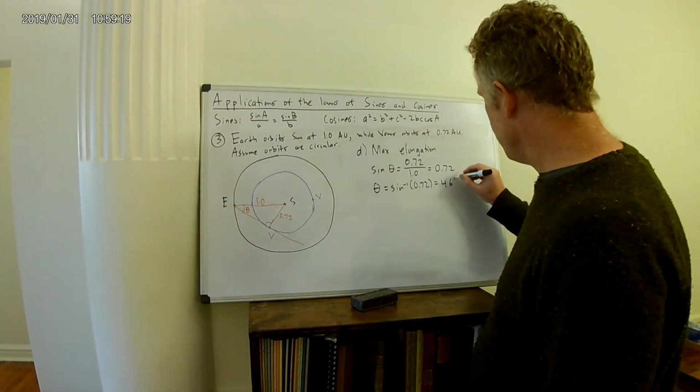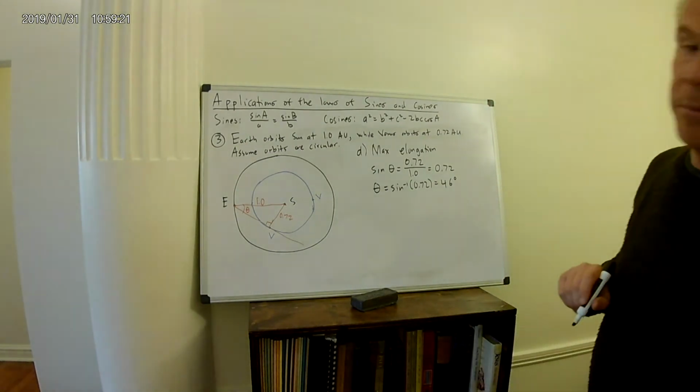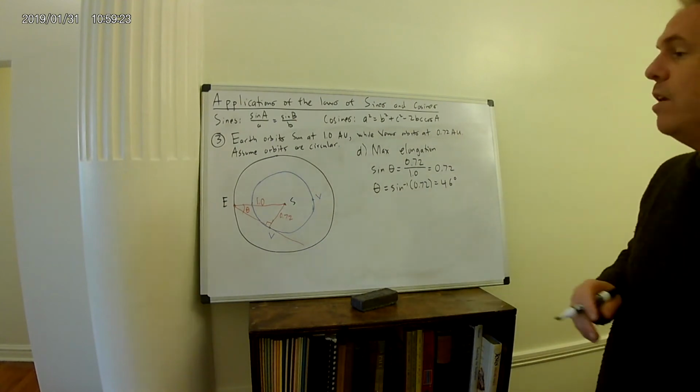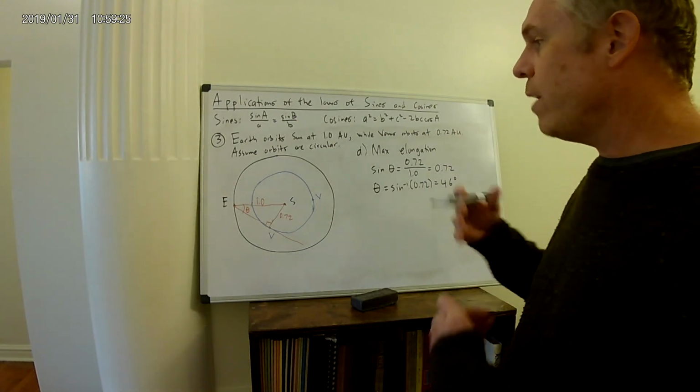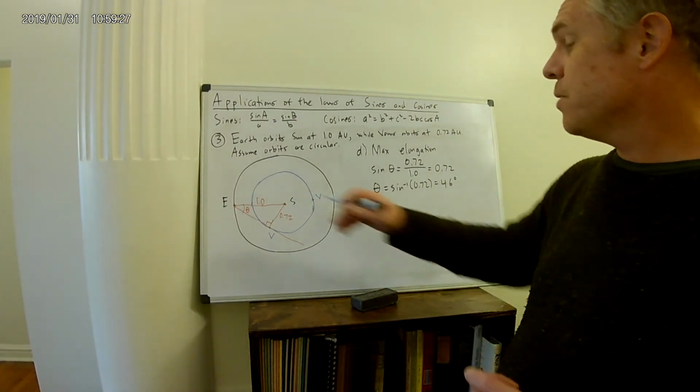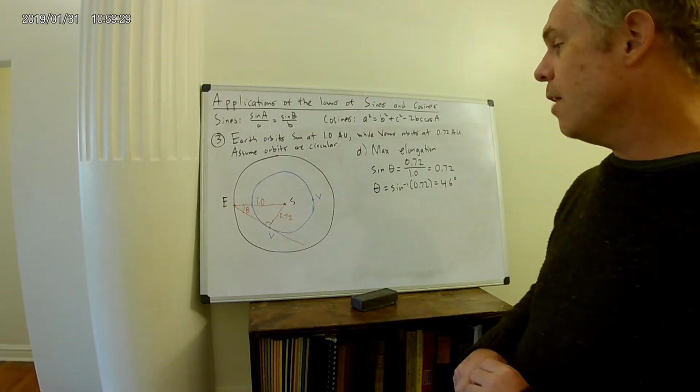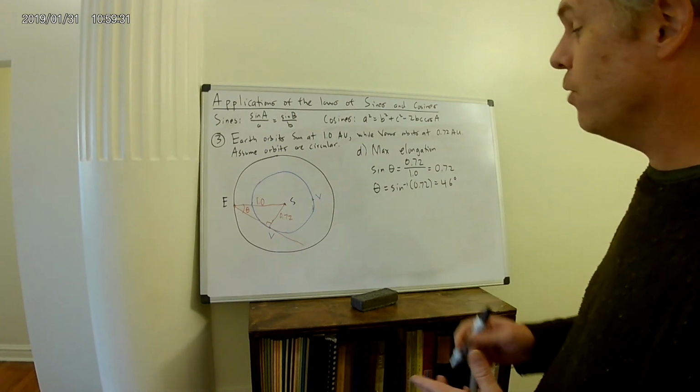Actually, I should have known that. That's a commonly known astronomical number. So you will never see Venus more than 46 degrees away from the sun in our sky. That's simply the furthest it can drift away from the sun in terms of an angle.